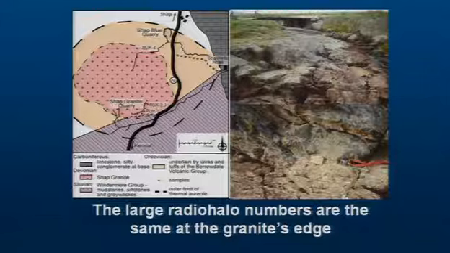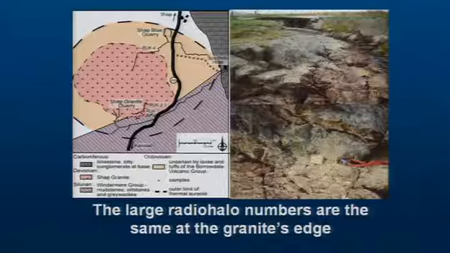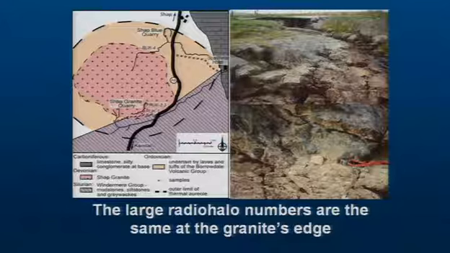Now, interestingly, the large radiohalo numbers were the same at the granite's edge as in the centre, or a bit more inward. This sample here is from this location. Here's the boundary of the granite, right where that tape is. The sample was just taken right beside that. And these heat effects, by the way, also confirm that the granite was formed during the flood.